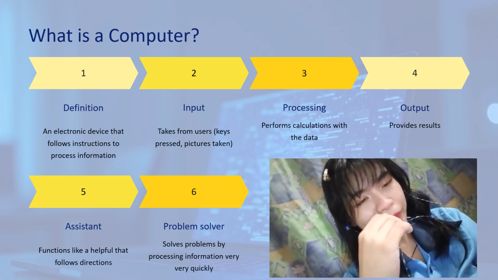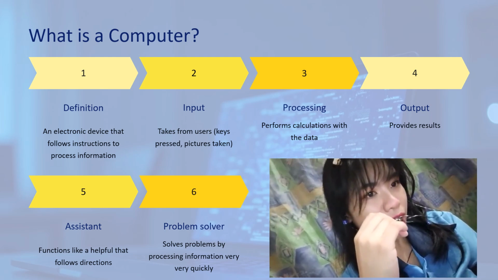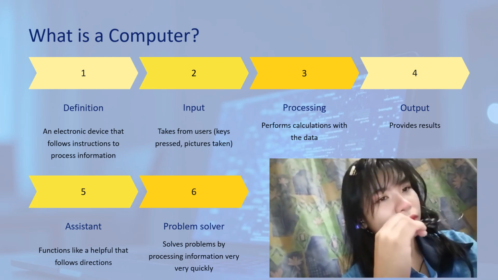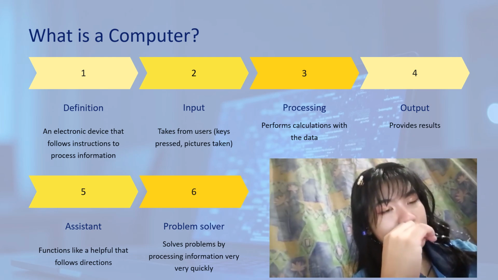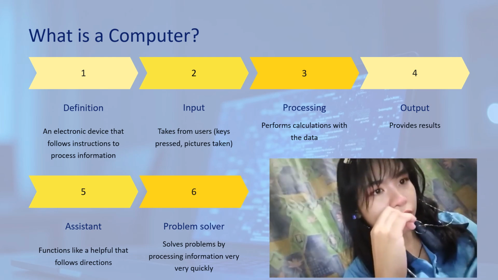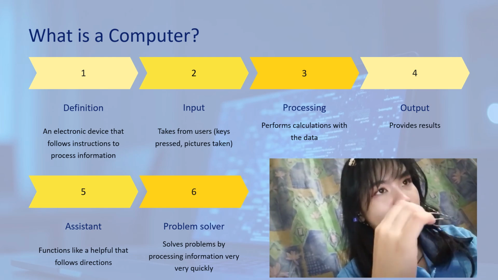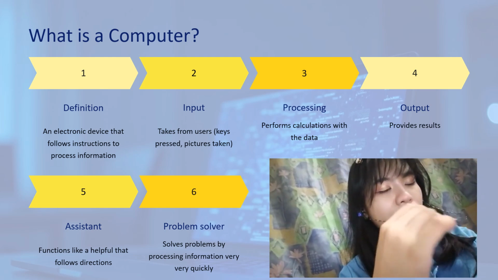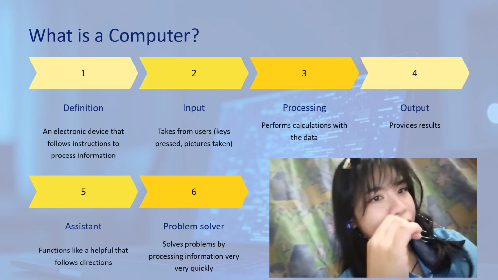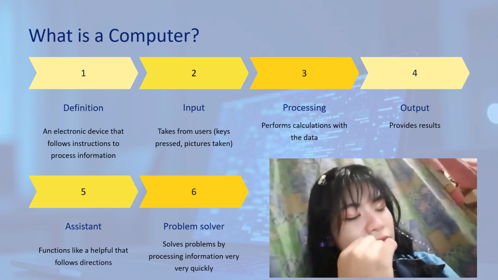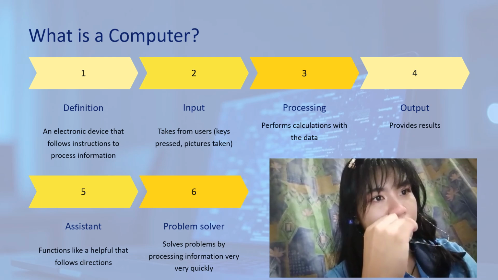The main components of the computer are, first, the input devices, which allow the user to give information to the computer. Next is the CPU, which is the central processing unit. It is the brain of the computer, and it performs all the calculations and decision making in the computer.